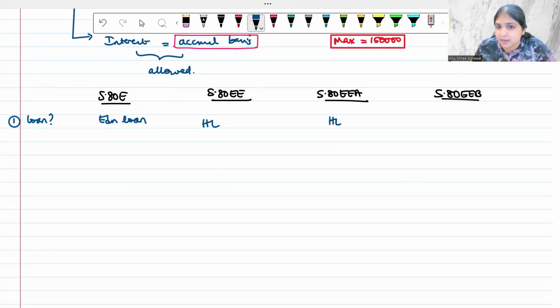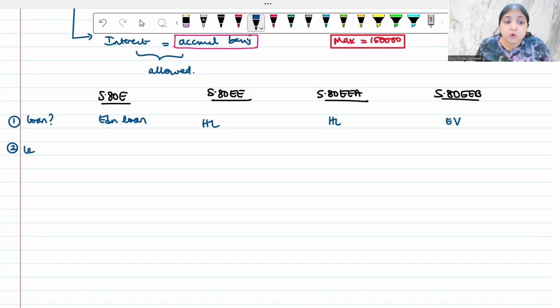Even 80EEA, housing loan. And these 2 housing loans are not for construction of property, but only for purchase of property. What kind of property? Residential property. Whether it is assessed to tax under IFHP or not doesn't matter. And 80EEB is a loan which you've borrowed because you want to buy an electric vehicle.